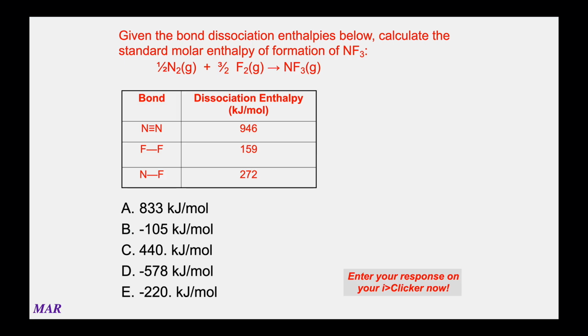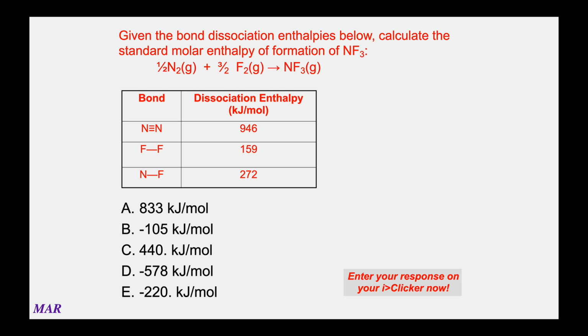Anyway, in this kind of problem, what we're going to do is a problem we talked about in lecture where you take the bonds that are broken and you subtract the bonds that are formed. So what I would do to solve this problem is I would first draw the Lewis structures for N2, F2, and NF3. And from there, bonds broken means the reactants. You're going to break the reactant bonds. And from that, you subtract the bonds that are formed, which are the products, all right?